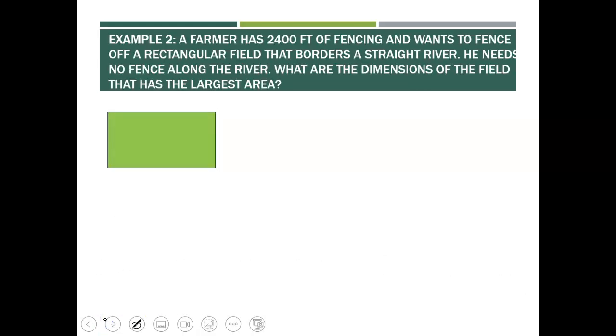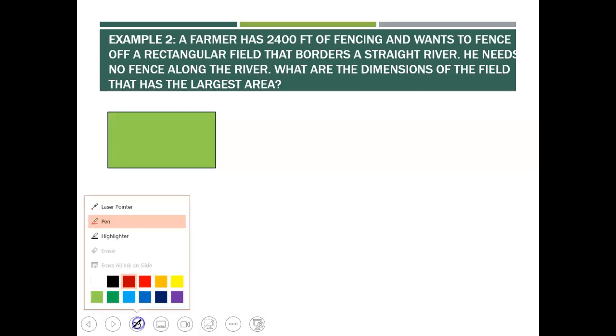So example number 2, I feel like you've had this problem so many times in your life, but you've never had it in calc. It says a farmer has 2,400 feet of fencing. He wants to fence off a rectangular field that borders a river. He does not need fencing along the river because the animals aren't going to escape through the river. So what are the dimensions of the field that has the largest possible area?